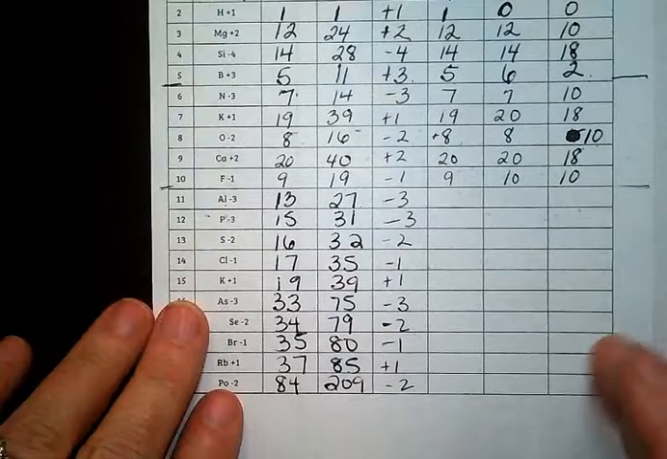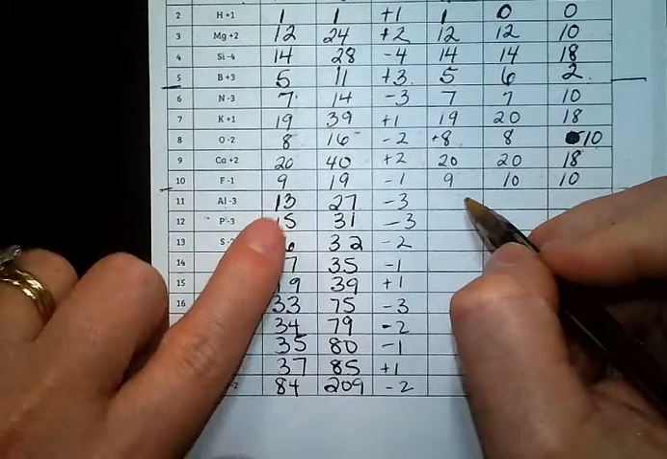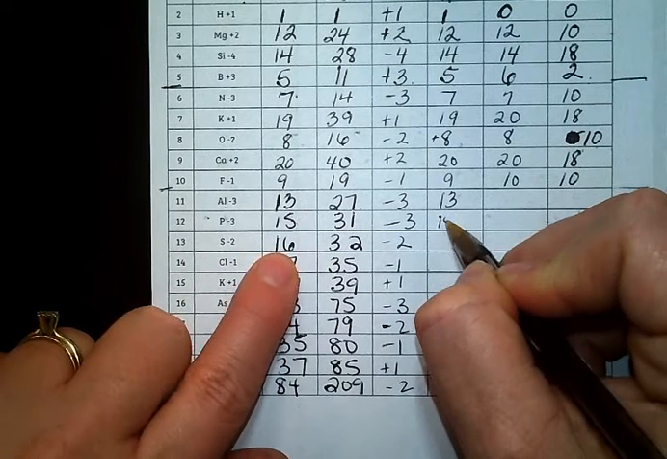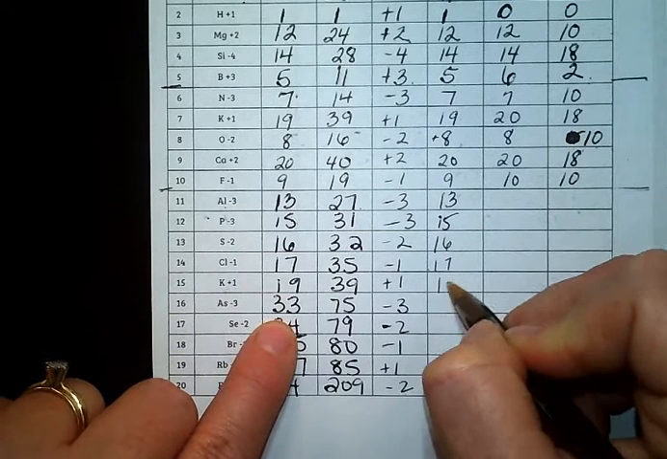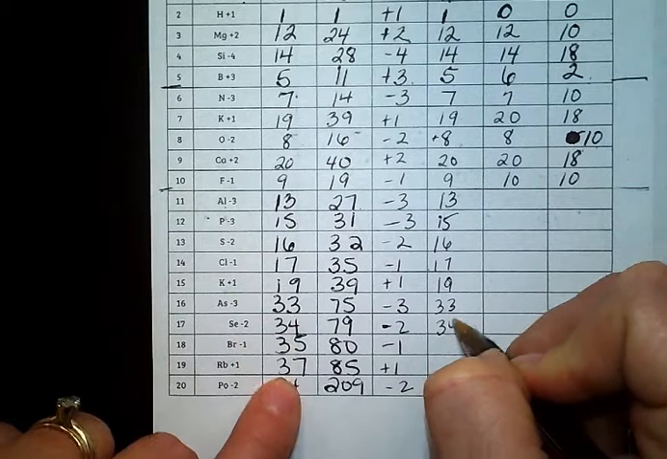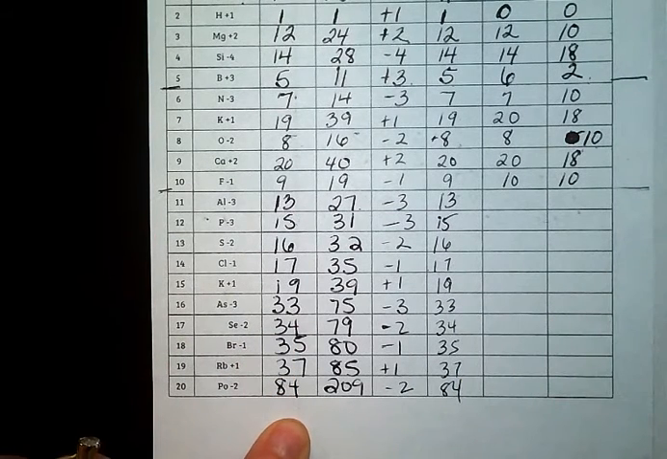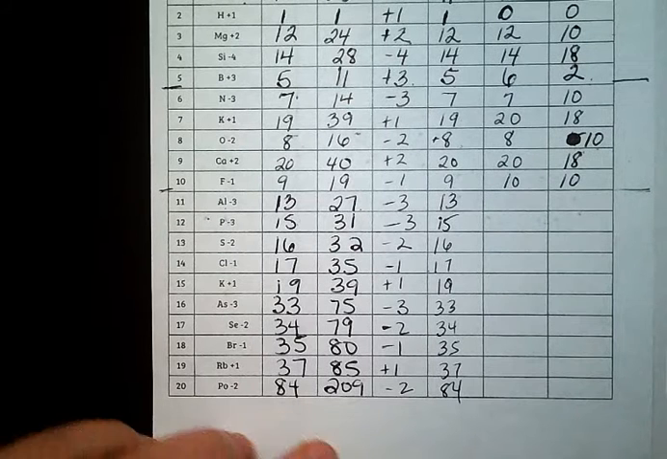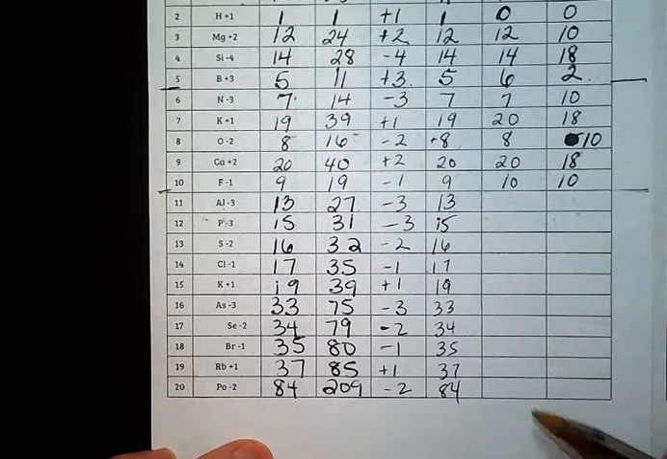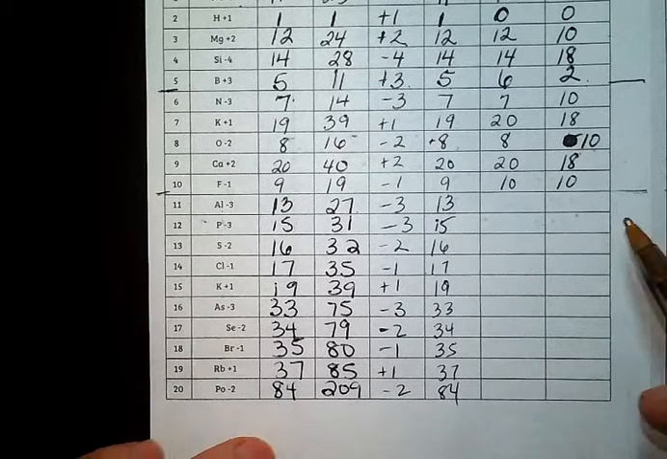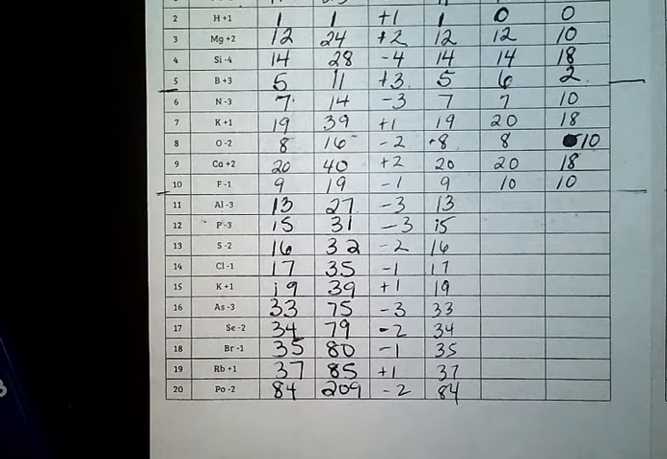Now my protons are going to be the same as my atomic number. So 13, 15, 16, 17, 19, 33, 34, 35, 37, 84. There's my protons. Then my next thing is my neutrons. I'm going to have to subtract that. So I do 27 minus 13. It'll take me just a minute.